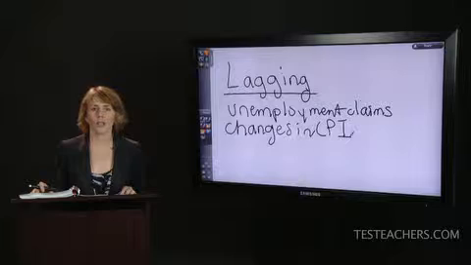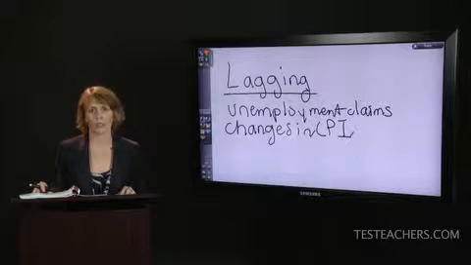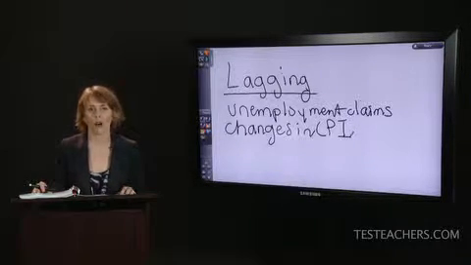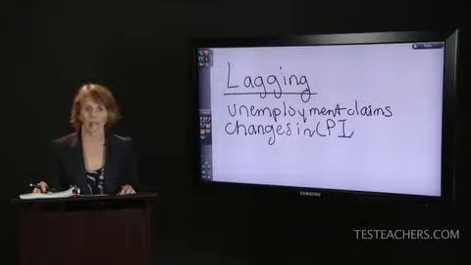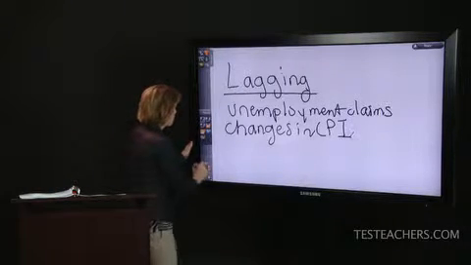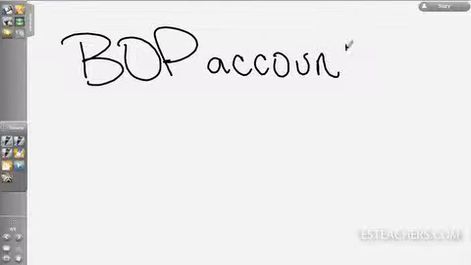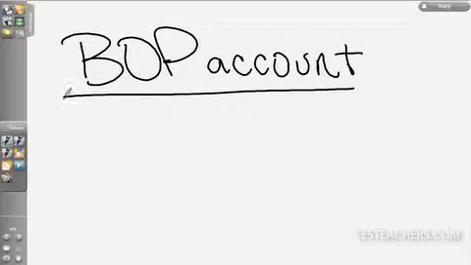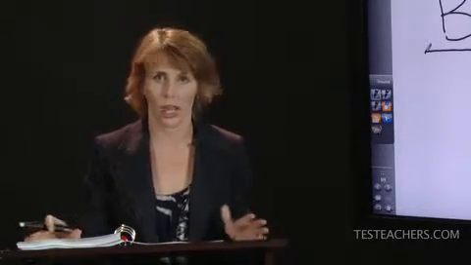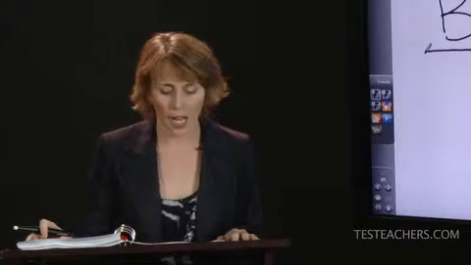Another topic that they like you to feel comfortable with on your exam as far as economics goes is what is called the balance of payments account. The balance of payments account is basically an accounting record of a country's transactions with the rest of the world. So we're going to look at the balance of payments account from the point of view of the United States, but you could be looking at the balance of payments account for Japan or for China or Germany or any country.